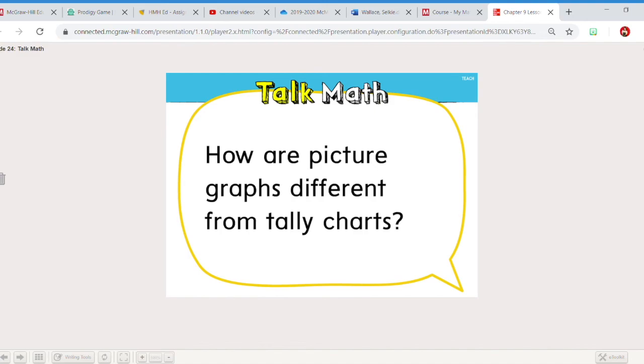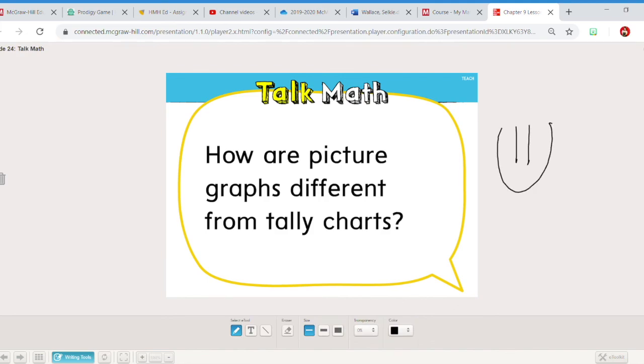Now that we have our picture chart drawn, I just want to ask one closing question. How are picture graphs different from tally charts? We talked about a lot of ways that they are the same, but how are they different? I want to hear what some of your responses are. So when you're working, if you want, you can respond down in the comments, letting me know how picture graphs are different from tally charts.